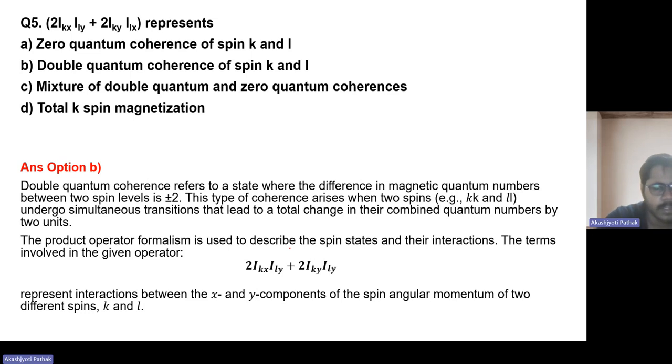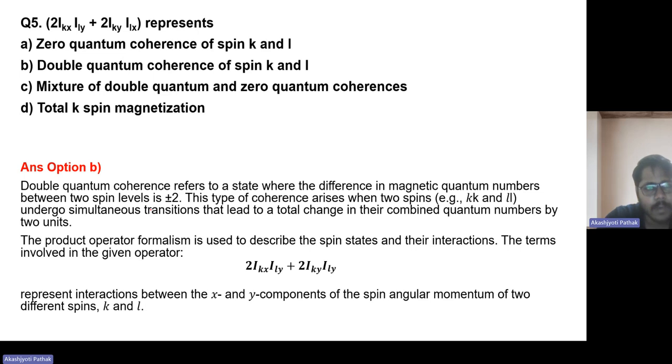So this is the concept. I'll give you a few moments to go through it once and try to understand it. In case you have any confusion, you can ask.